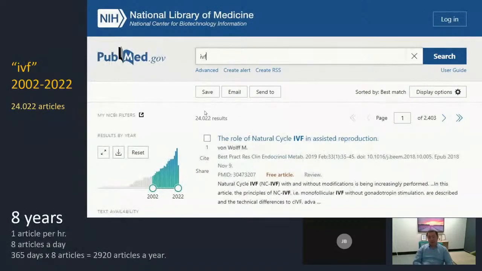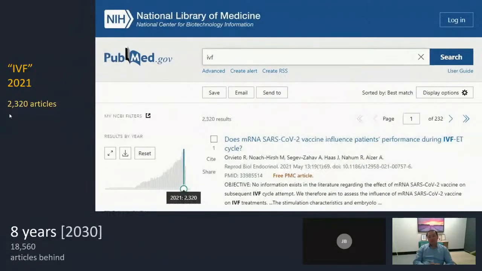Then again, if you look at the 20 years worth of research articles in IVF alone, they have to read 24,000 articles. So it takes 8 years to clear the backlog. And after 8 years, in 2030, they have 18,000 papers waiting for reading. And because even only last year alone, there were like 2,320 articles published on PubMed.